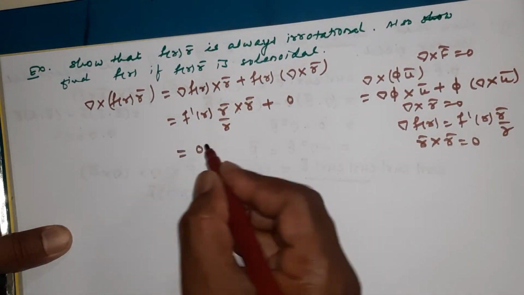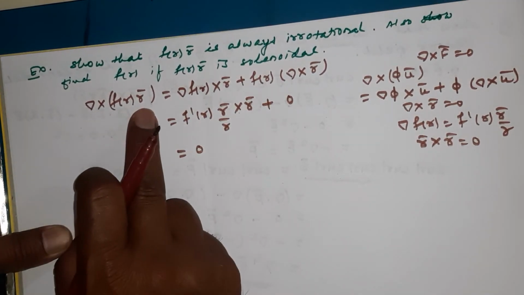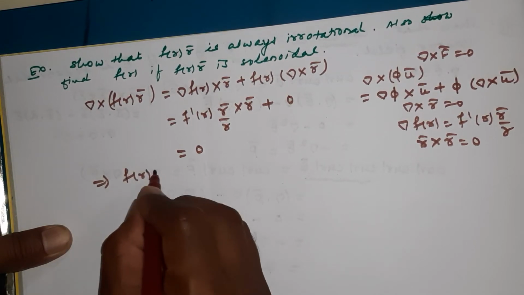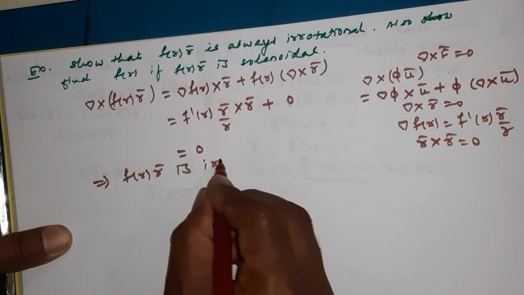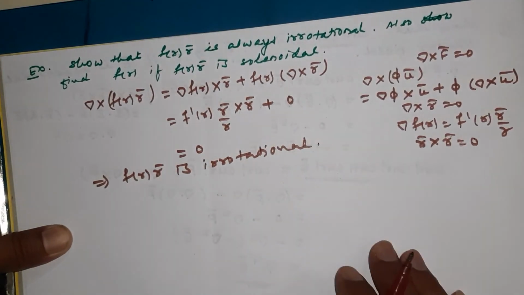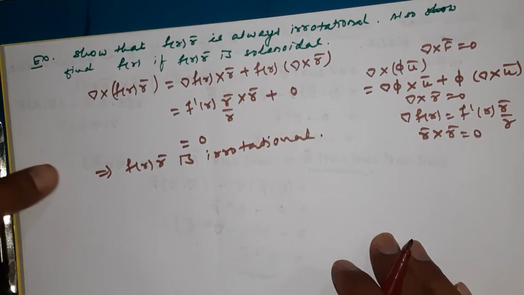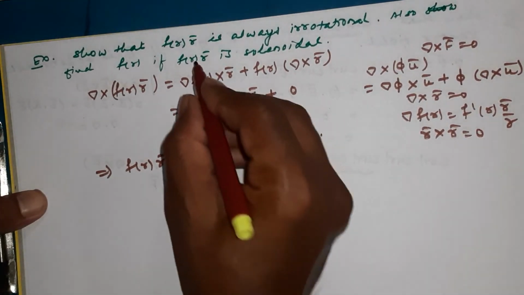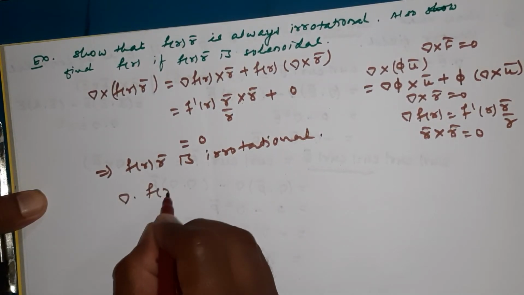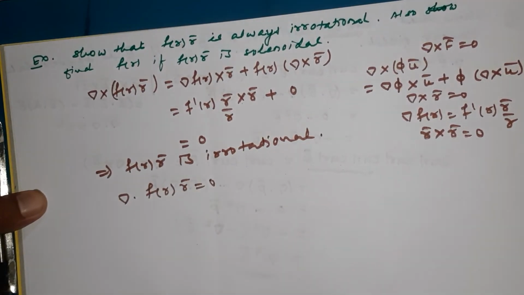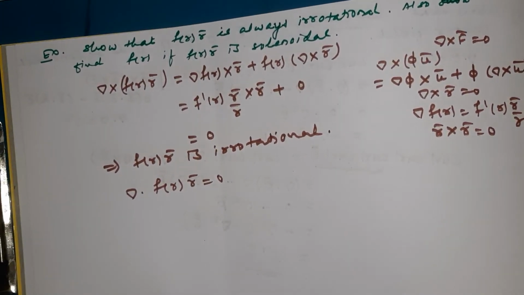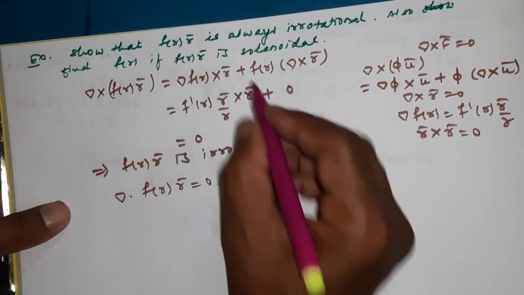So this term is 0. So del cross f of r into r bar is 0. Therefore, this implies f of r into r bar is irrotational. Okay. So this is our first simple concept. Now to find f of r, if f of r into r bar is solenoidal, that is del dot f of r into r bar is equal to 0. This we have to assume because it is given that this function is solenoidal.